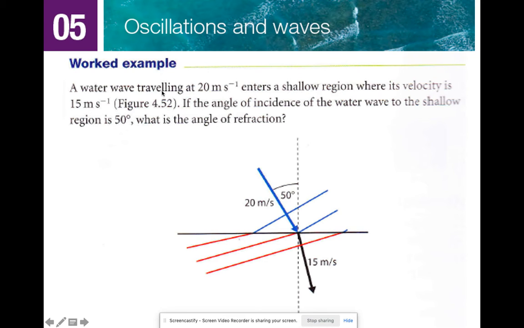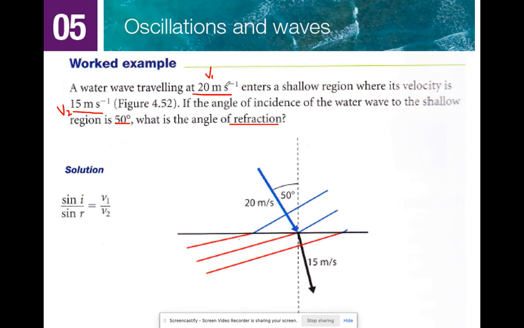It says the velocity of the water out here has a velocity of 20 meters per second. It enters a shallow region where its velocity is now here. So we can think of this as V1, and we can think of this guy as V2. It really doesn't matter which one's which, you just need to be consistent. If the angle of incidence of the water to the shallow region is 50 degrees, what is the angle of refraction? So if we look at this, here's our equation, right?